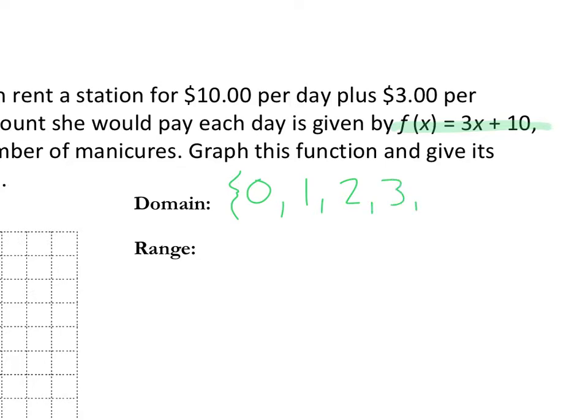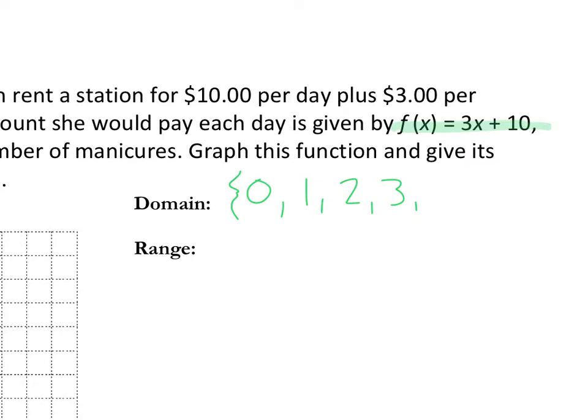Now, think about the days. Could she do a half day? Well, no. They're charging her. If she gets the station for the day, she's charged $10, whether she stays all day or not. And she's making $3 per manicure. You can't do half or quarter or fractional values for x on this one. So this is going to be a discrete graph where we're not going to connect the dots.